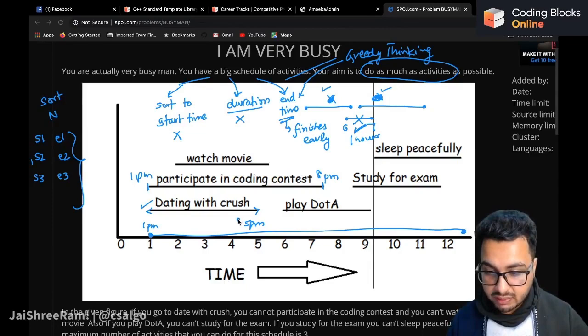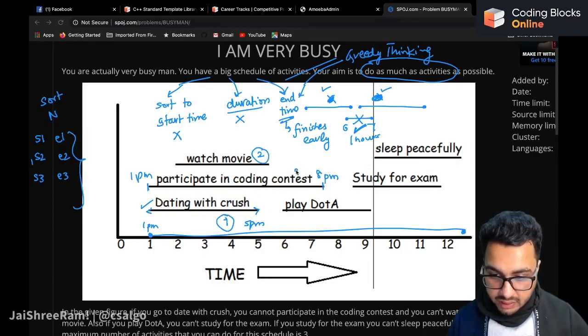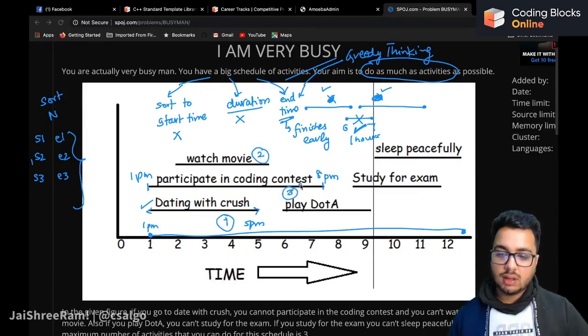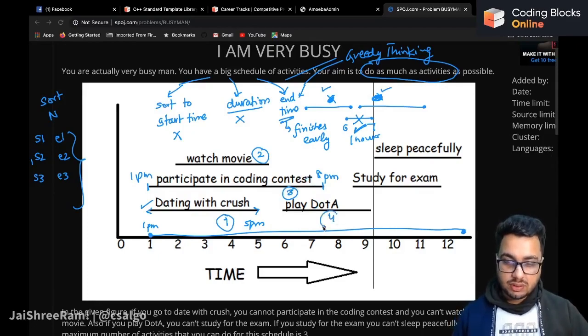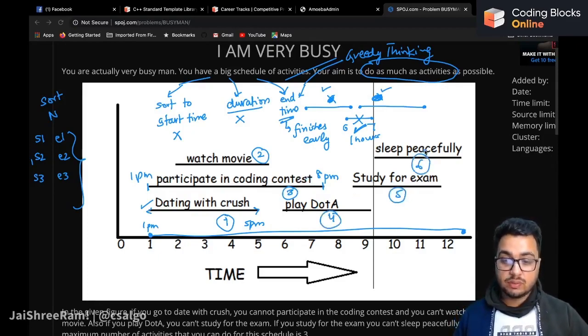The first activity that finishes is dating with crush. Next activity is watching movie. Third activity according to finishing time is coding contest. Fourth is Dota. Fifth is study for exam, and sixth is sleep peacefully. Now we have to see, if we have sorted this list according to finishing time, then what is the maximum number of activities we can do.